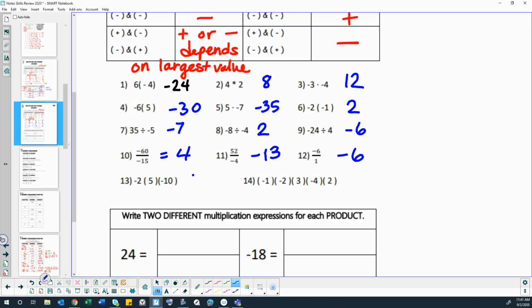Let's check it together. So this one is 100. First thing I want you to notice is the answer is positive. Why is the answer positive? Because we have 2 negatives and they cancel each other out. Good. So we have a negative 2 times 5. Let's do that part first. Negative 2 times 5 is a negative 10. And then we're going to take that negative 10 and multiply it times this other negative 10. And 10 times 10 is 100. But because we have 2 negative 10s we're multiplying together, we get positive.